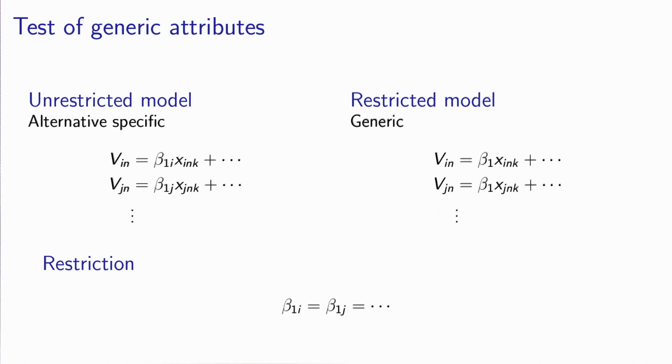But we can also have an alternative specification. In this case, the coefficient of the variable will be different across alternatives. So the unrestricted model is the alternative specific specification. The restricted model is the generic specification. And the restriction in this case is that all these betas are actually equal in reality.